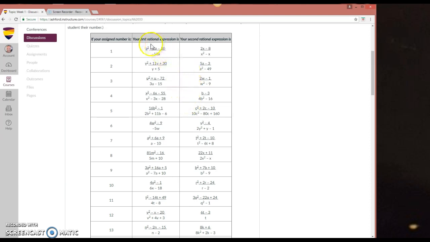So let's take a look at this first one here. If you're assigned number one, I'm going to give you a little hint. Again, what we're trying to do is find the numbers that make this rational expression undefined. That expression is undefined when the denominator, in this case minus 11a, is equal to 0. So the best approach always on a rational expression such as this is simply taking the denominator, in this case minus 11a, and setting it equal to 0.